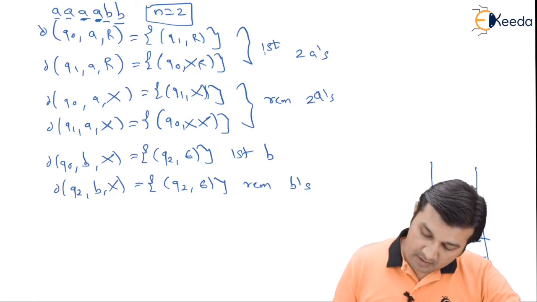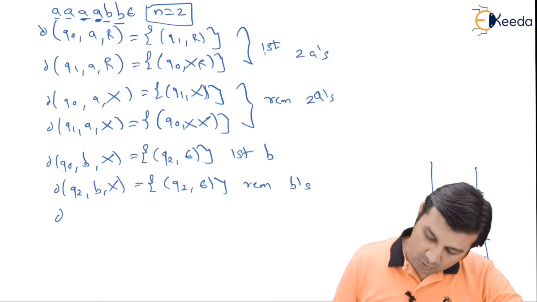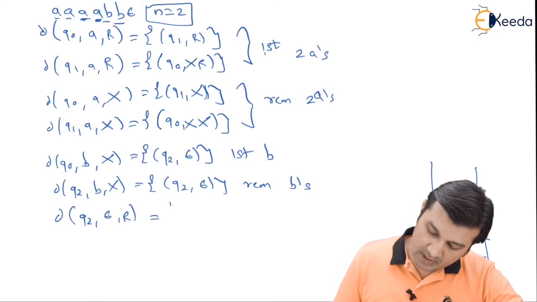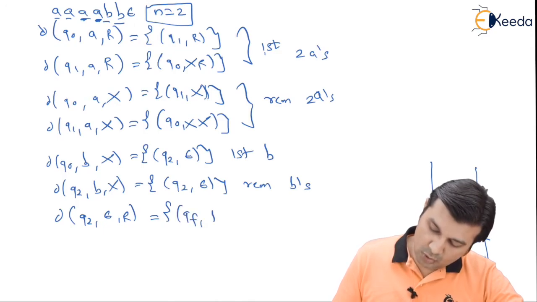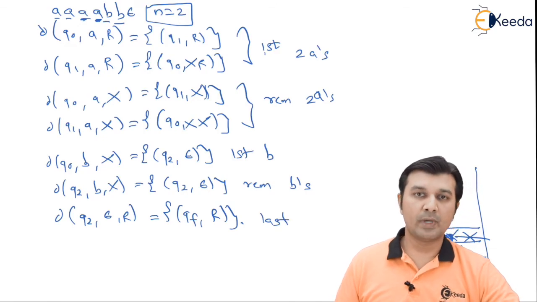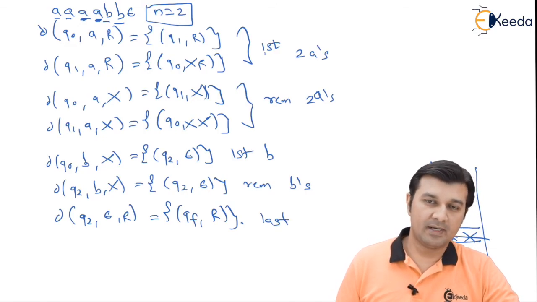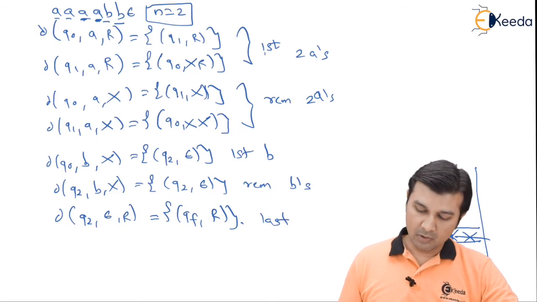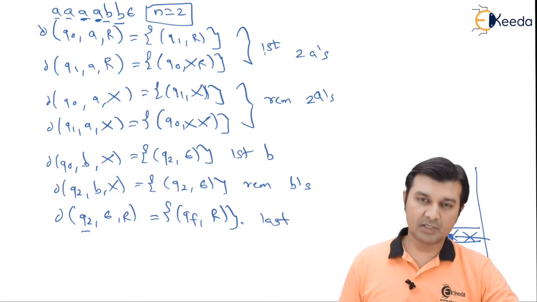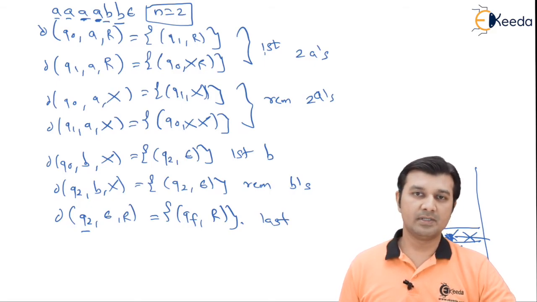Further, I now have epsilon after this. So I say Q2 on epsilon when the stack top is R goes to QF comma R, and conclude that the FSM is going to accept this. Now the last step is always going to be repeated, right? The same thing we are going to write. The only thing which is going to change is Q2 or Q1 will be there over here. The rest everything remains the same.